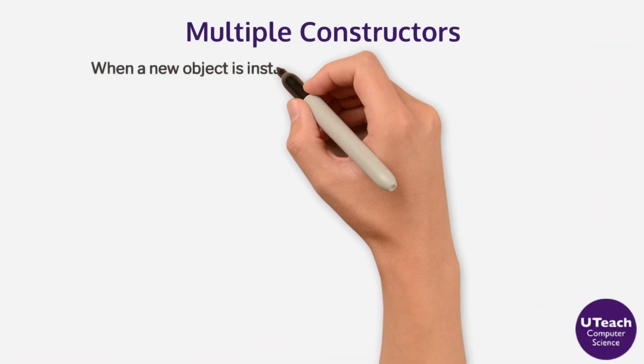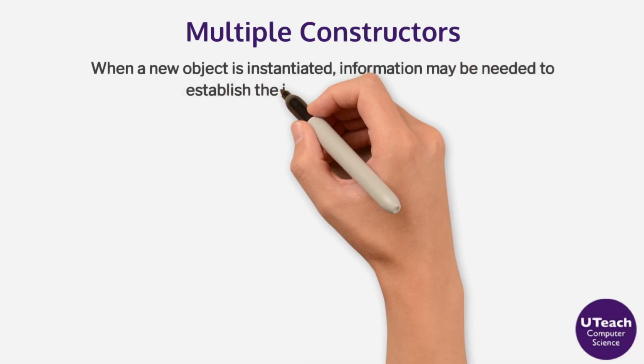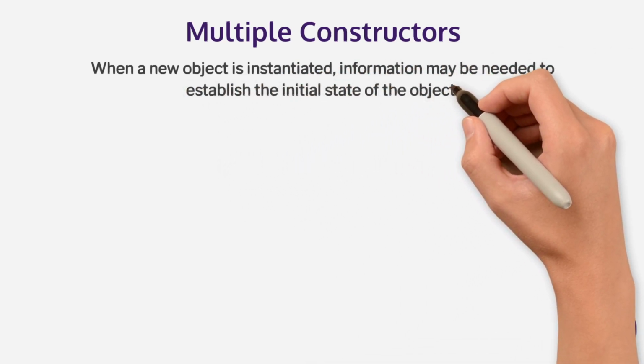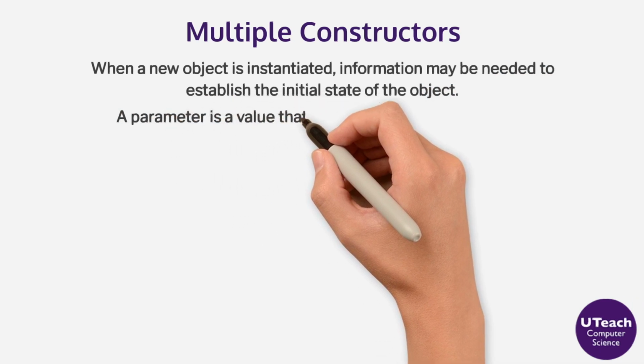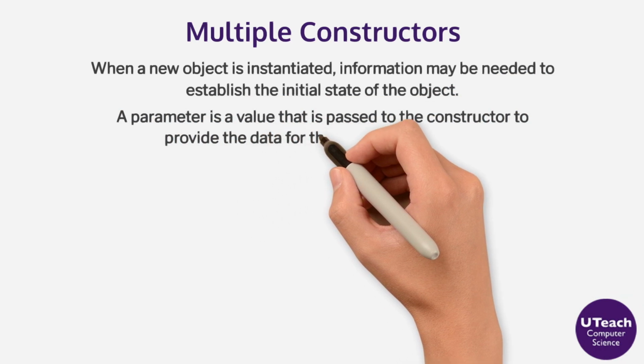When a new object is instantiated, information may be needed to establish the initial state of the object. A parameter is a value that is passed to the constructor to provide the data for the object's initial state.